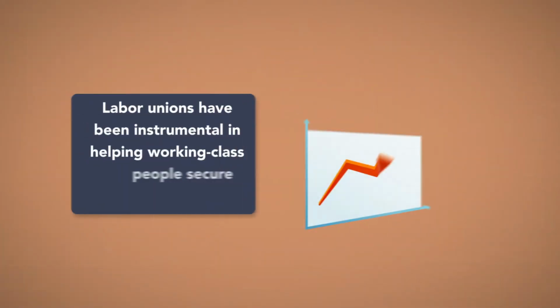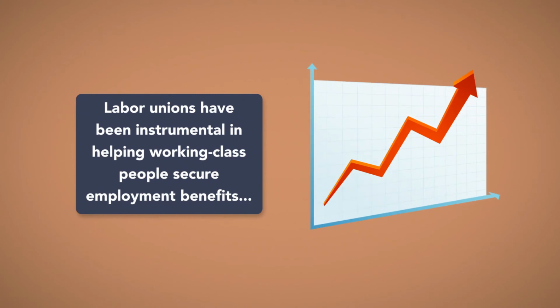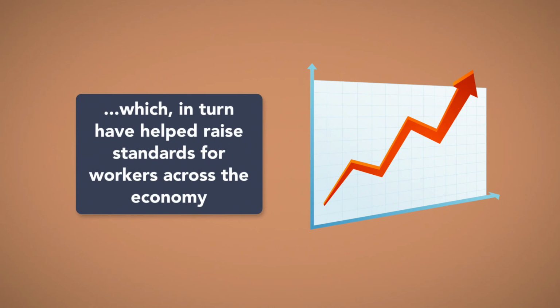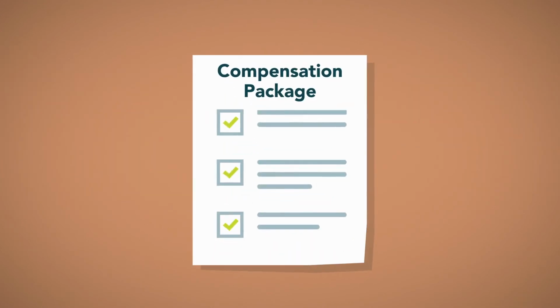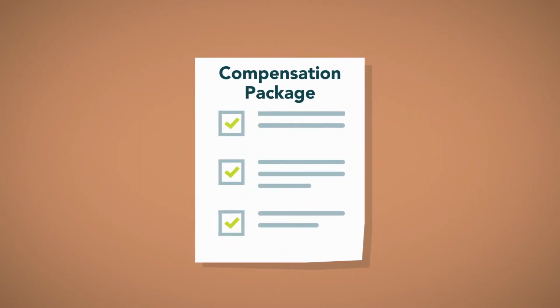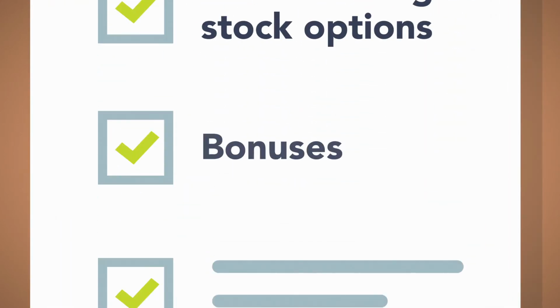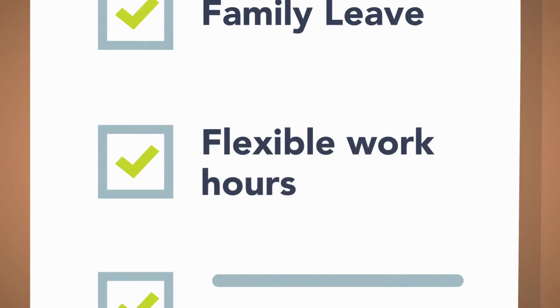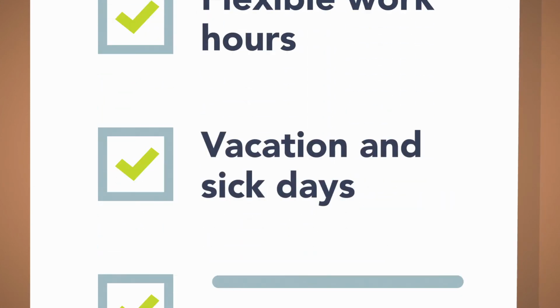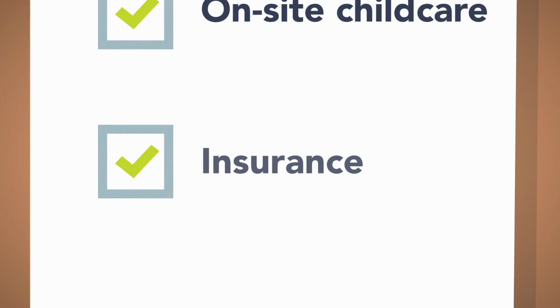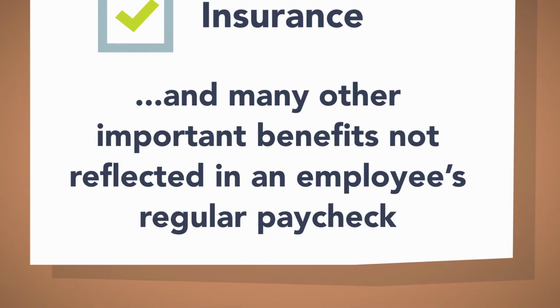Throughout American history, labor unions have been instrumental in helping working-class people secure employment benefits, which in turn have helped raise standards for workers across the economy. American workers rely on their employers for a wide variety of benefits that extend well beyond wages and cash compensation. This includes profit sharing or stock options, bonuses, family leave, flexible work hours, vacation and sick days, on-site childcare, insurance, and many other important benefits not reflected in an employee's regular paycheck.